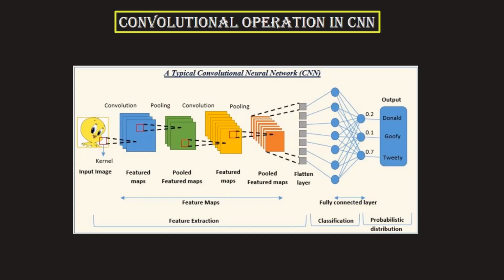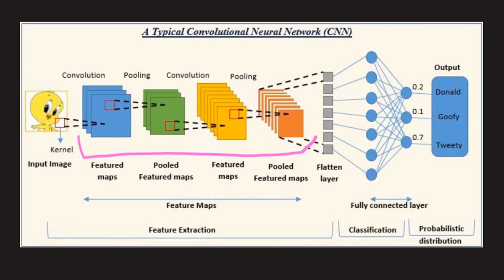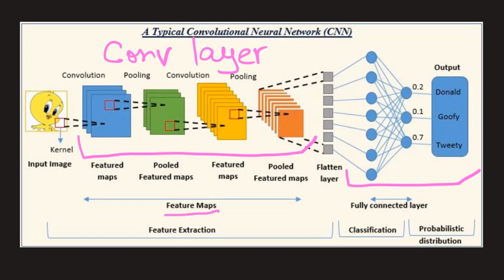So first of all, this entire CNN architecture can be divided into two basic parts. First will be this part, and the second will be this part. The first part is called the convolutional layer. It is the layer where we have the concept of feature maps that does operations like feature extraction. And by the way, we are going to understand both these things within this lecture only.